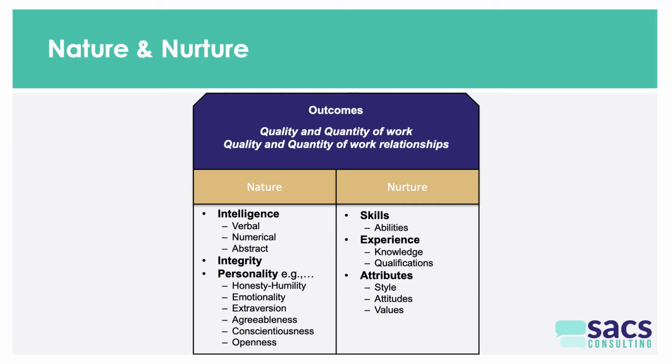The characteristics that cause a person to be able to do a job, to achieve the outcomes that a job requires, and so the quality and quantity of work that they produce, and also the quality and quantity of the relationships that they have at work, are determined by things that could be generally categorized into nature or nurture. On the nature side, we've got things like cognitive ability: verbal reasoning, which is about words, numerical reasoning, which is about numbers, and abstract reasoning, which is all about the sequence of ideas.